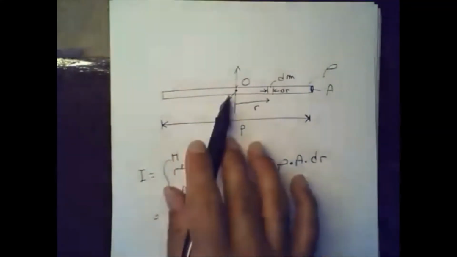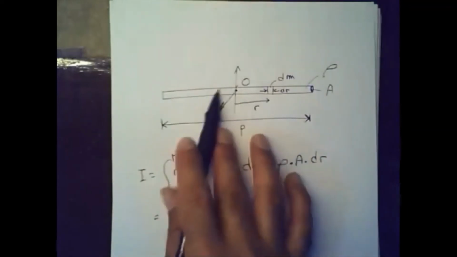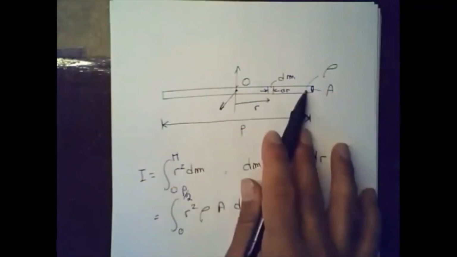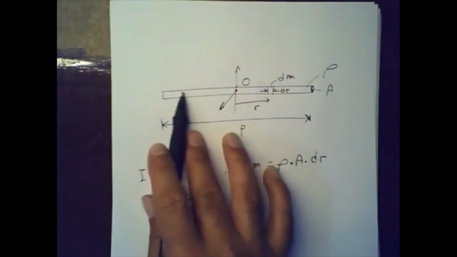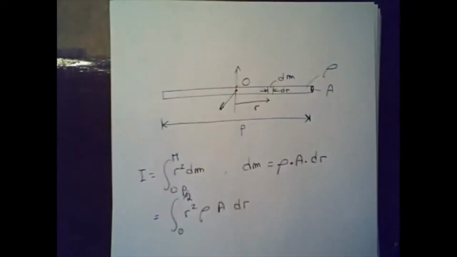right? But how about the moment of inertia of this part? So if you did this, basically you are getting the moment of inertia of this part, right? How about here? 2 times. Exactly, you can do 2 times, or you can do here minus L over 2.